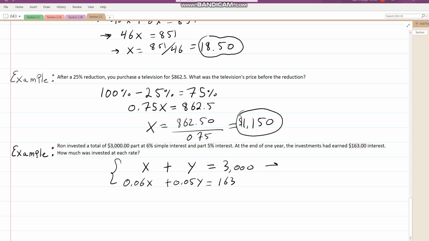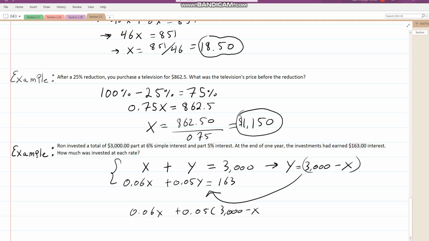Now, I'm not going to solve all of this one. I want to leave something for you, but you have 3,000 minus X there, and then you can plug that info in for Y. So you have 0.06X plus 0.05 times 3,000 minus X equals 163. Now you have a single equation with a single unknown, and you can solve for X, and once you solve for X, you can plug that back in for the Y here. Okay, so that should be enough to get you started and almost finished with that problem.